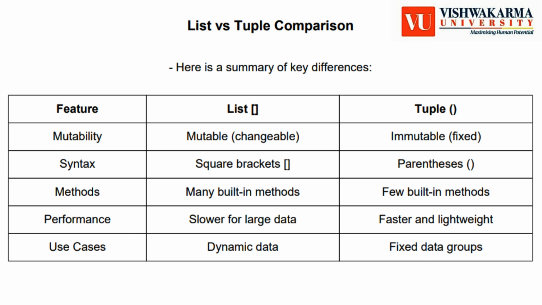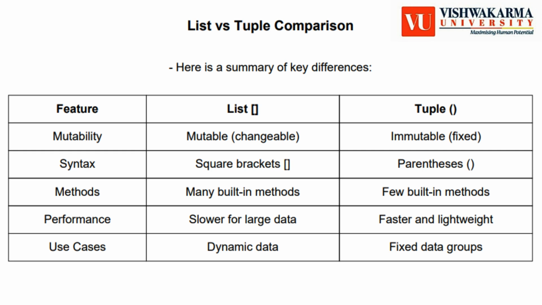Now we will see whether a list is fixed or not. In the features, mutability means fixed or not. List is mutable, which means we can change it, we can add or remove numbers in the list. Tuple is immutable. Why is it immutable? Because we can't add or insert an element in a tuple. Another feature is syntax. Lists are written in square brackets and tuples are written in parentheses.